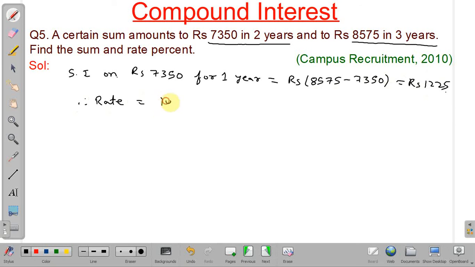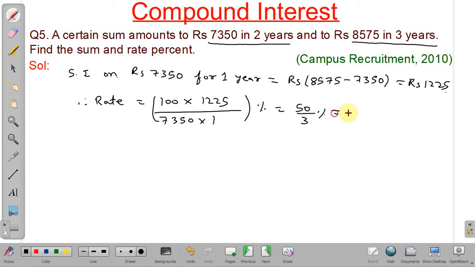Rate will be equal to 100 into simple interest, that is 1225, divided by principal. The principal will be 7350 into time of 1 year, and this will be in percentage. So it will be equal to 50 by 3%, or it can be written as 16 by 3%. So we have got the rate percent. Now we need to calculate the sum. Now we know the amount after 2 years.